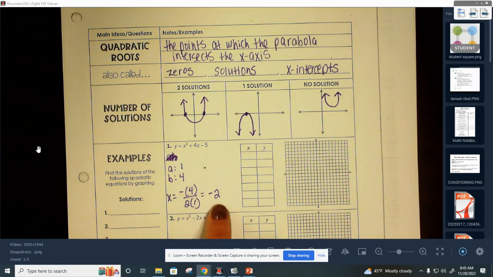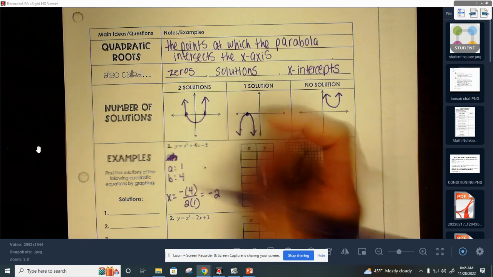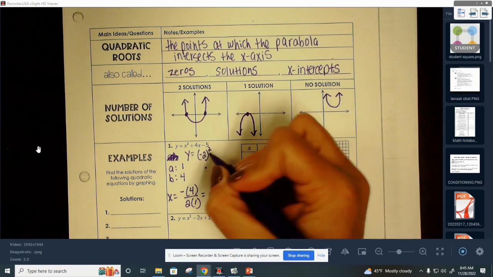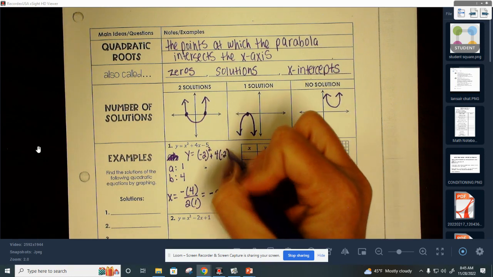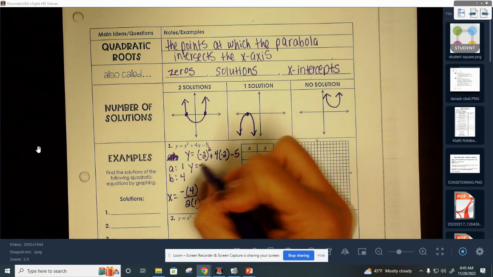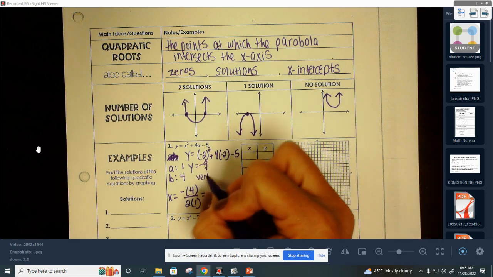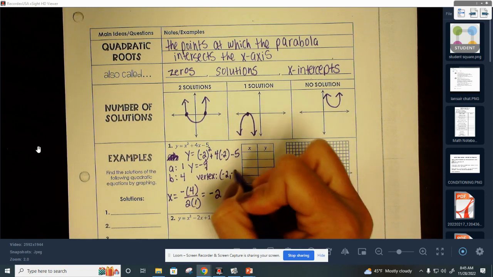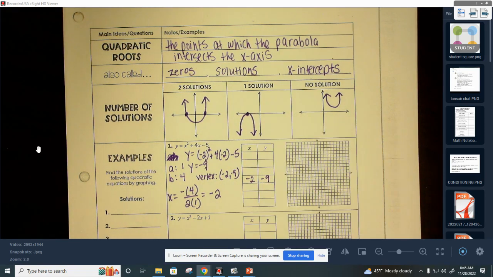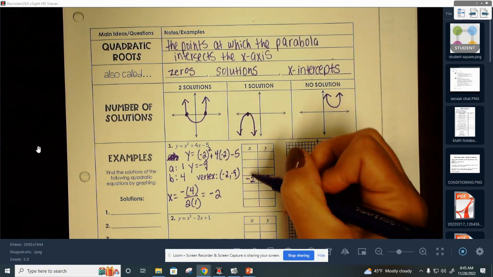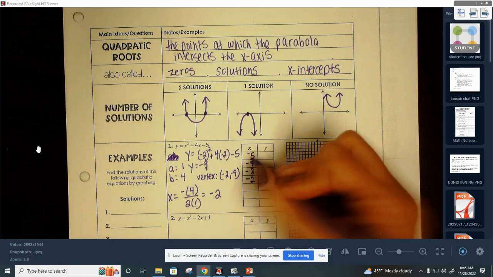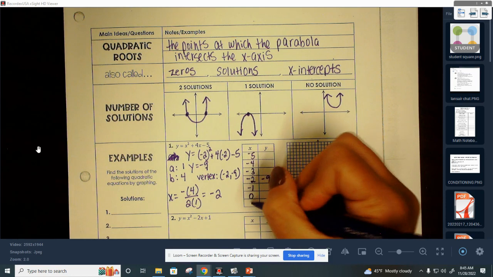Okay, then we're going to plug negative 2 in for our x's to find our y. So y equals negative 2 squared plus 4 times negative 2 minus 5. And so y equals negative 9. So the vertex is negative 2, negative 9. Now, we put that in our table in the middle, just like we did on our graphing lesson. This time we're going to go 3 below and 3 above. So negative 3, negative 4, negative 5, and negative 1, 0, and positive 1.